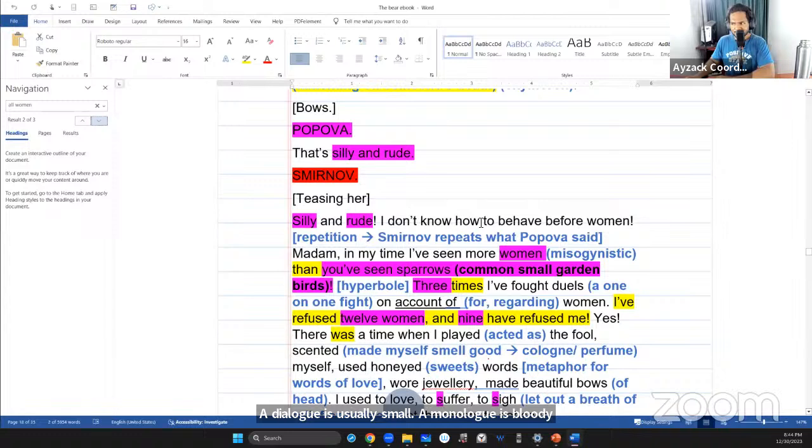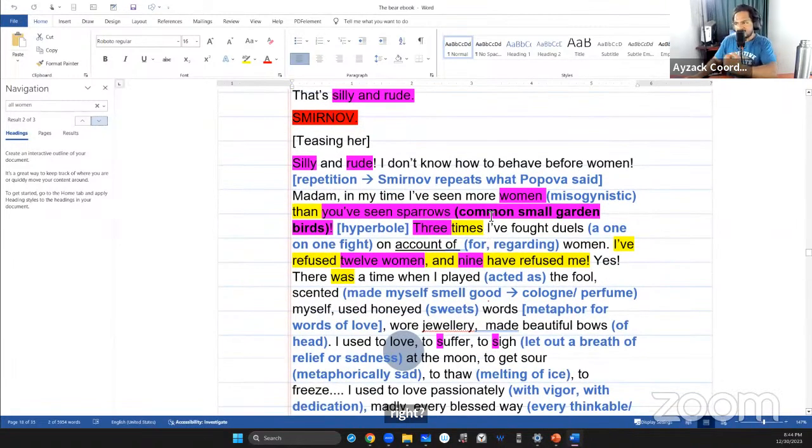Silly and rude. I don't know how to behave before women. Madam, in my time, I've seen more women than you've seen sparrows.